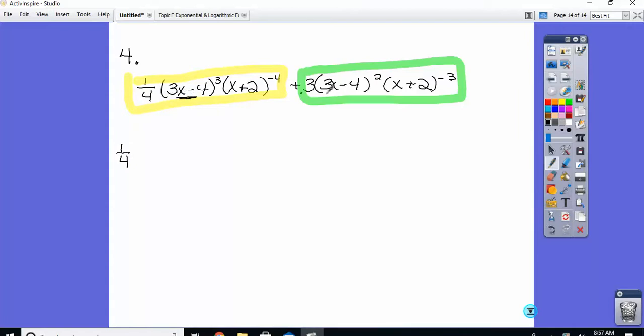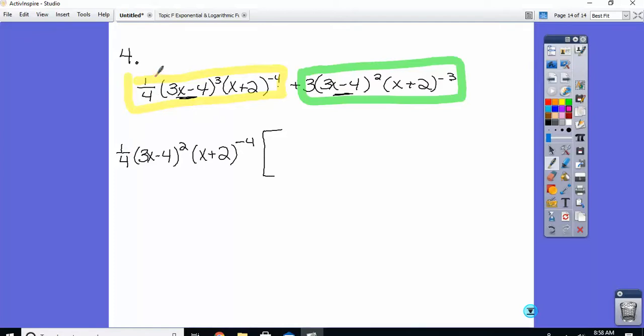We have a 3x minus 4 here and here, so we're going to take 1 out. And you take out the smaller exponent. So we have a 3 and a 2, so we would take out a square. They both have the x plus 2. So we take out the x plus 2 and we take out the smaller exponent. What's smaller, -4 or -3? -4, so we pull that out. Okay, now we see what we have left.